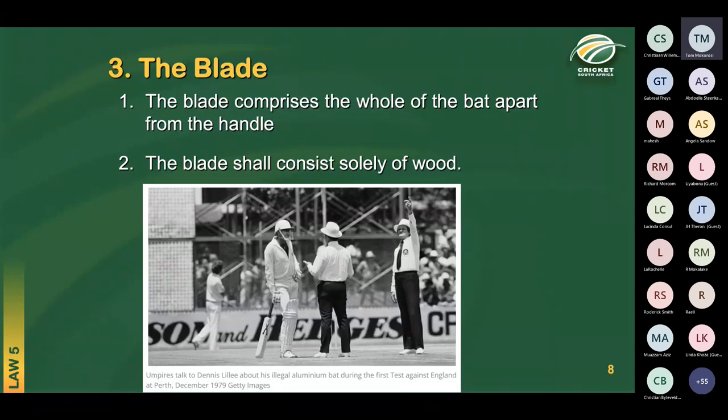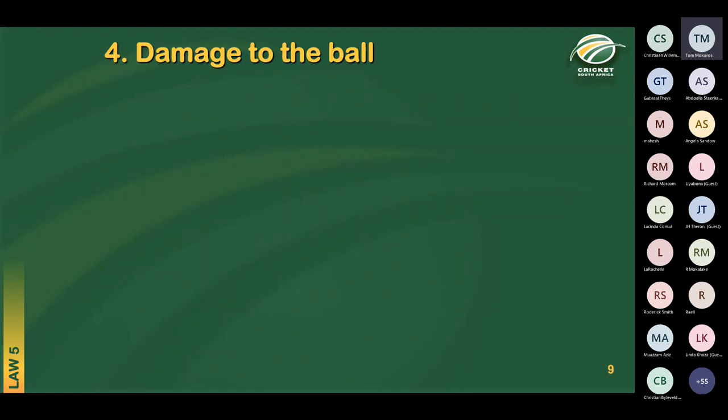Below we have a picture of two umpires talking to Dennis Lillee back in December 1979, when he was using an aluminium bat in an Ashes test match against England. Most of the laws of cricket were developed or at least added to after incidents such as this, where nothing was previously written about the material that a bat needs to be. So Dennis Lillee was well within his rights to come out and bat with an aluminium bat. But soon after this incident, it was written into the laws that the blade shall consist solely of wood.